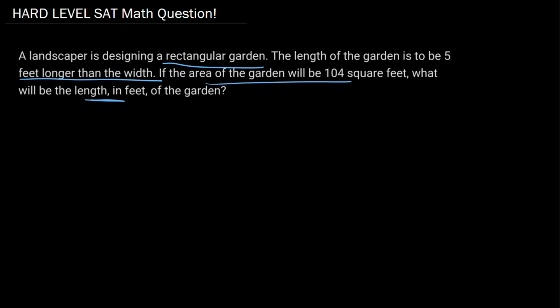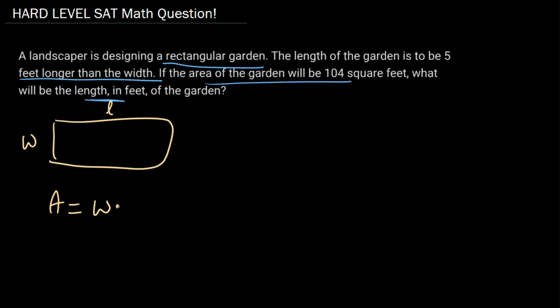Okay, so what do we know? We know we have a rectangle. Let's say we have our width here and our length here. We know that the area of a rectangle is equal to width times length, right? Simple equation here. We know the area of this particular rectangle is 104 square feet.